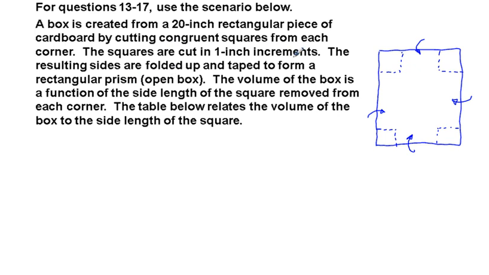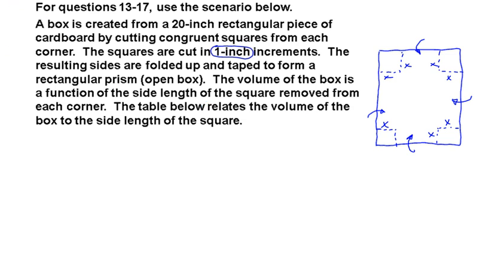The squares are cut in 1-inch increments, so you can't cut 2.5 inches, so you're limited to 1-inch increments. In this case, we can call X the side of each of these squares, so each of these is X. And the resulting sides are folded up and taped to form a rectangular prism. So you tape these edges together. The volume of the box is a function of the side length of the square removed from each corner. The table below relates the volume of the box to the side length of the square.